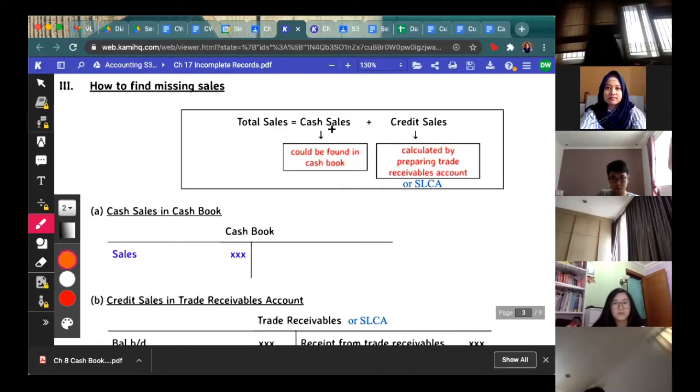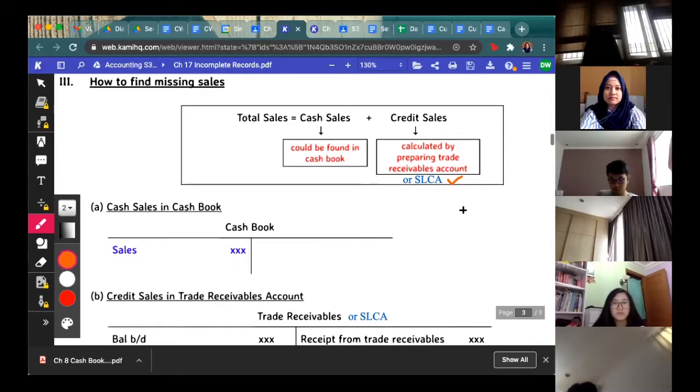So cash sales can be found in the cash book, because cash sales only relate to a direct payment, and direct payment can only be done with cash or bank. And credit sales: to find credit sales, you calculate them by preparing the trade receivables account or SLCA. We have learned SLCA before, so I believe you know the format, or the template.